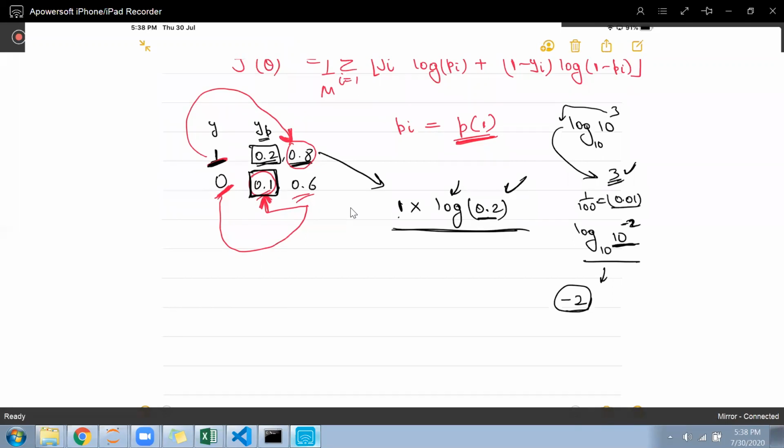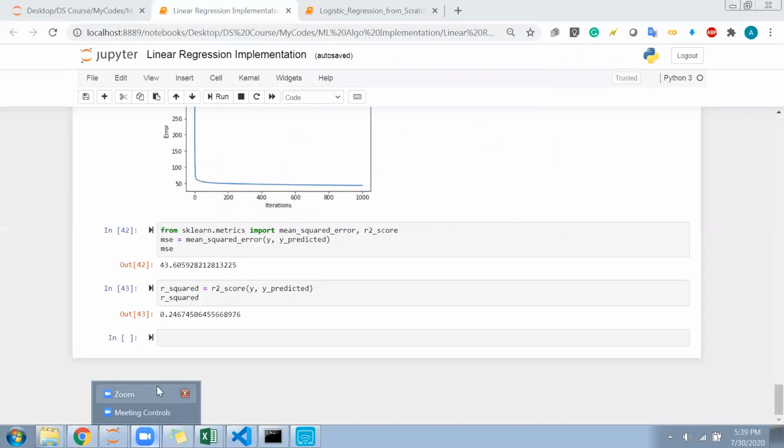I am interested in this power, so that's why I have taken the log. It will magnify the value, because it is between 0 and 1. If the value is between 0 and 1, then log will magnify its value, and if it is greater than 1, then it will reduce its value. You can see that 10 raised to the power 3 is 1000, and when I took the log of this it became 3, and here it became minus 2.